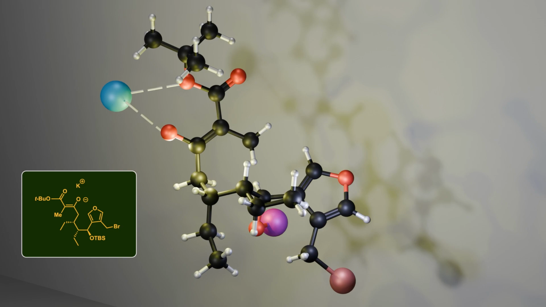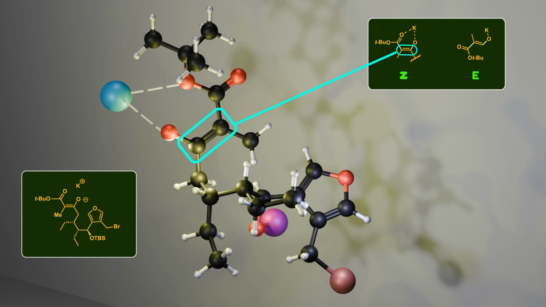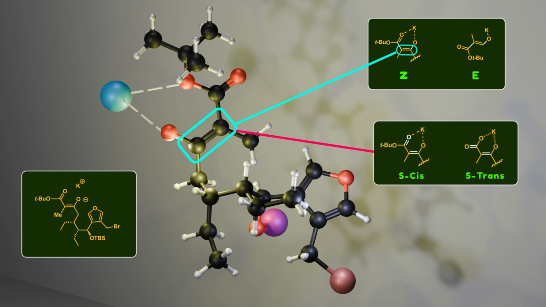But what is the origin of this diastereoselectivity? Let's take a look at the transition state. Calculation indicated that this conformation is the most stable among all possible structures. In this conformer, the double bond of the enolate adopts a Z configuration. Additionally, the s-cis conformer is preferred over the s-trans form.